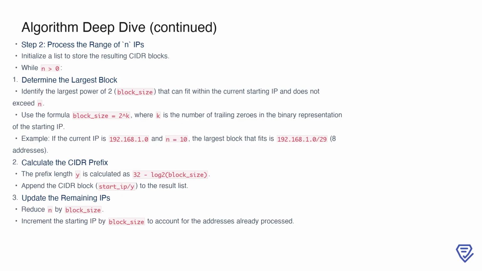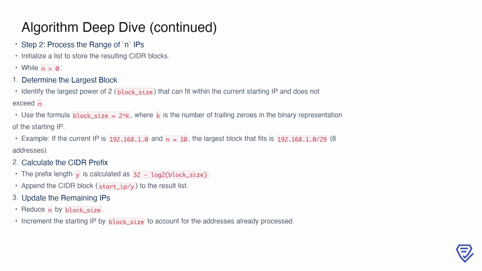For instance, if the starting IP is 192.168.1.0 and n is 10, the largest block fitting the range is 8 addresses, represented as 192.168.1.0/29. Once the block size is determined, the prefix length is calculated as 32 minus the log base 2 of the block size. This prefix length ensures the CIDR block is accurately defined.